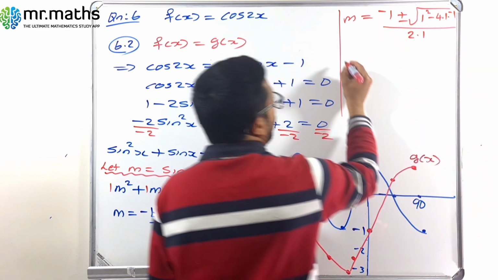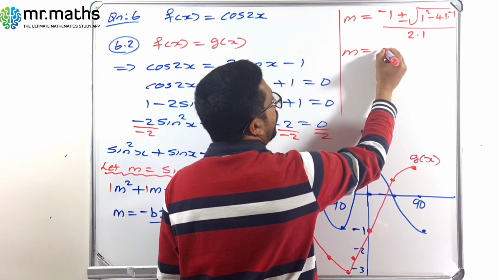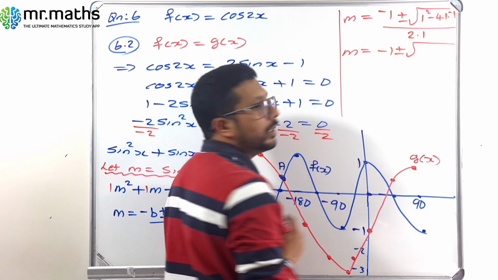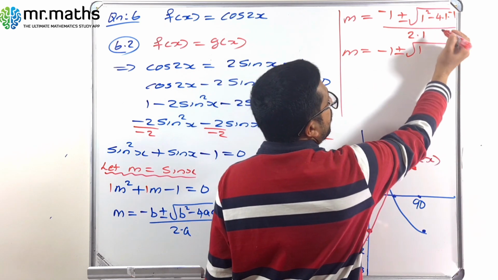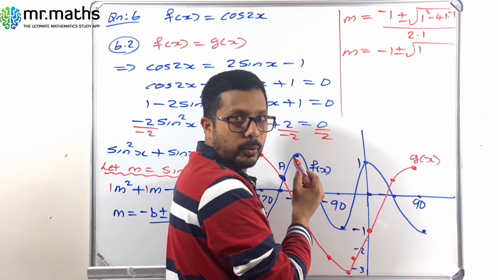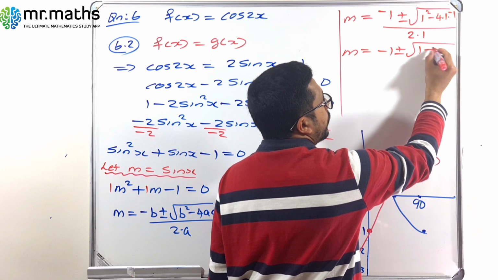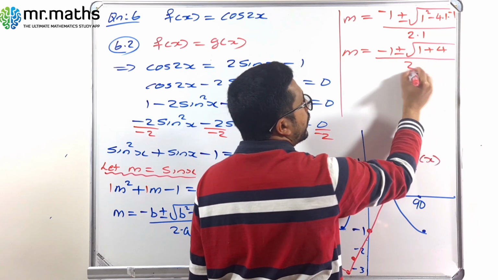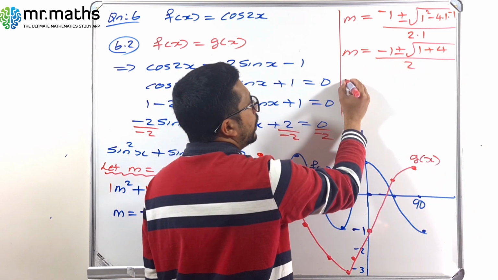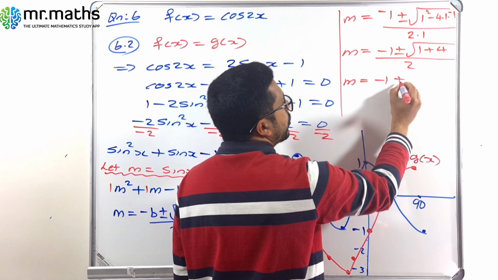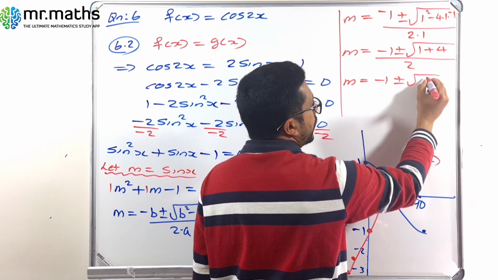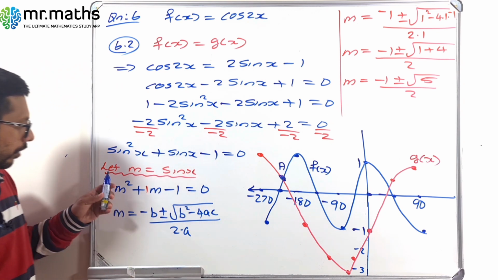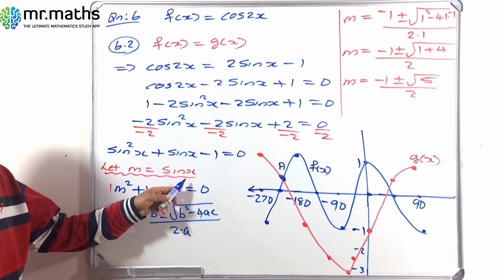Now try to simplify that one. m is equal to minus 1 plus or minus root of 1 squared, which is 1. Then this minus and this minus are going to be positive, minus times minus is positive. Then 4 into 1 is 4, the whole divided by 2 into 1, which is 2. So m is equal to minus 1 plus or minus root of 1 plus 4, which is 5, divided by 2. Actually, what is m? We call sin x as m.